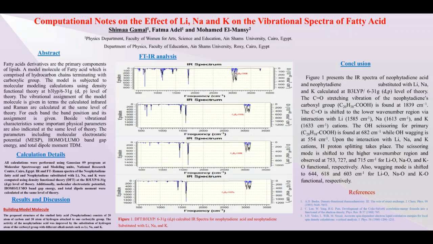1839. C=O is shifted to the lower wave number region via interaction with lithium, sodium, and potassium cations. The OH scissoring for primary is found at 682, while OH wagging is at 554. Upon interaction with lithium, sodium, and potassium cations, OH protons splitting takes place.